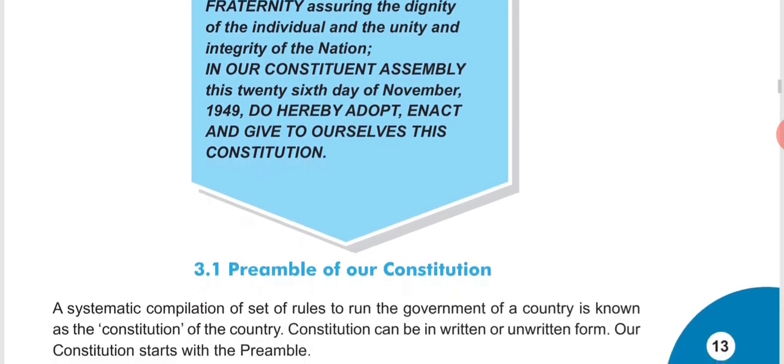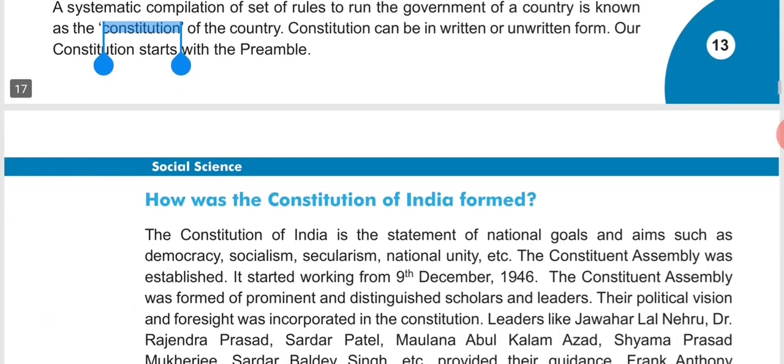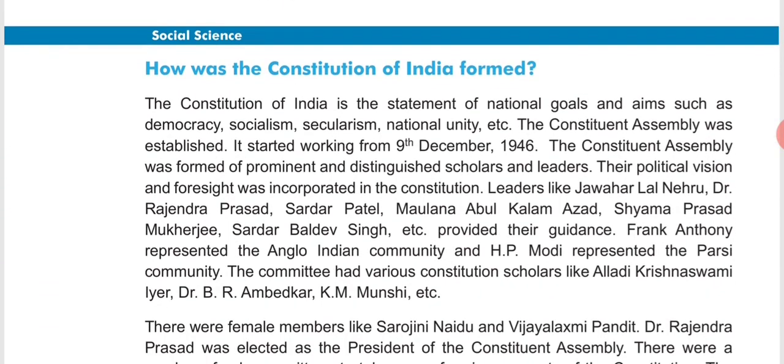So here we end the explanation of the preamble of the constitution. Then it is given how the Constitution of India was formed. The Constitution of India is the statement of national goals and aims such as democracy, socialism, secularism, national unity, etc. All these things we have already discussed.